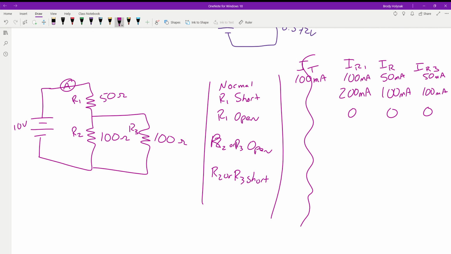Okay? What if R2 or R3 is open? What's the current we're going to see through R1? How much total resistance do we have? 150 ohms. Okay, how much current do we have going through R2? Yep.